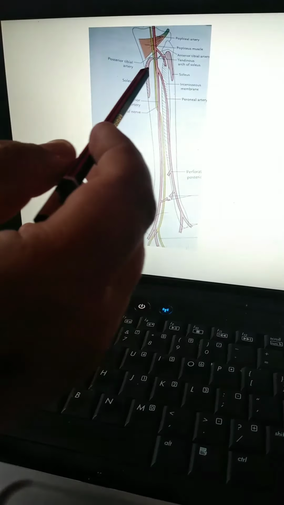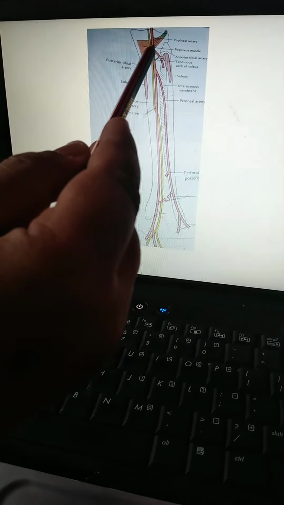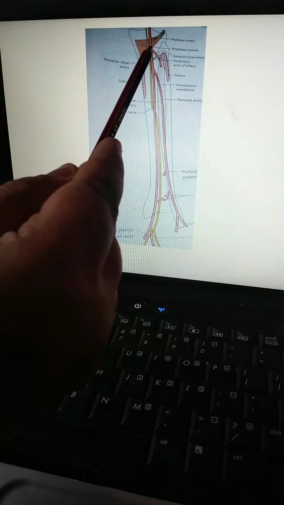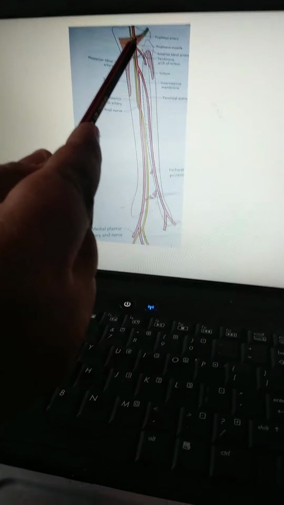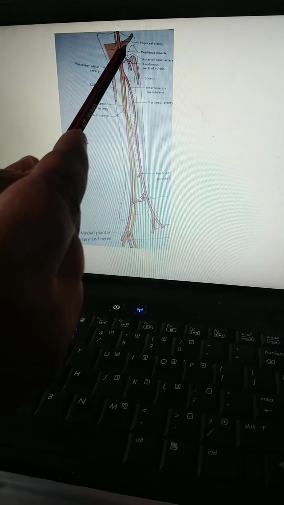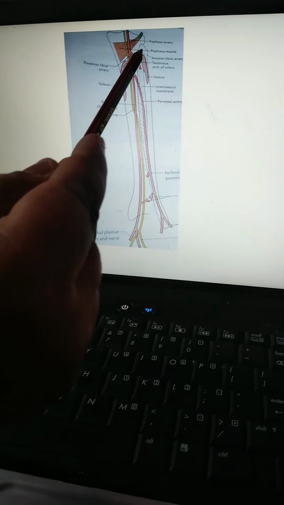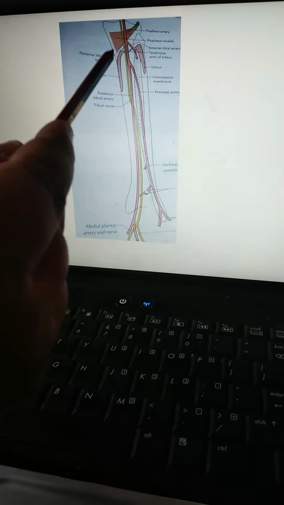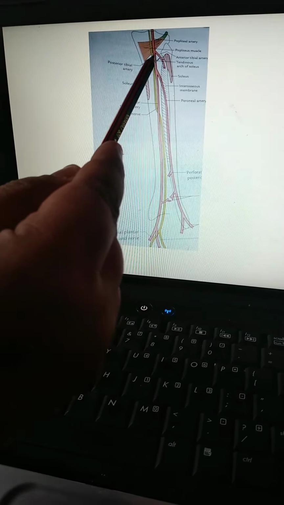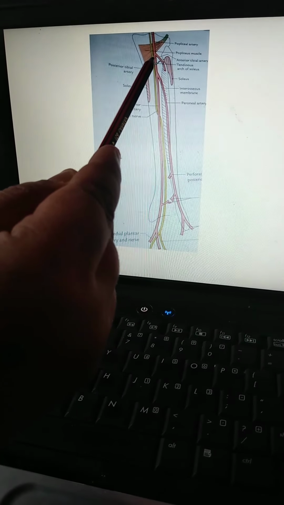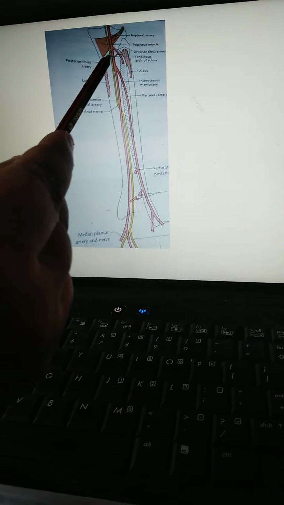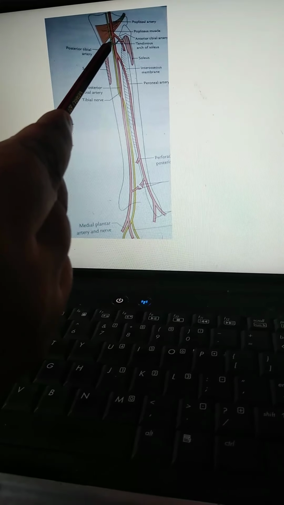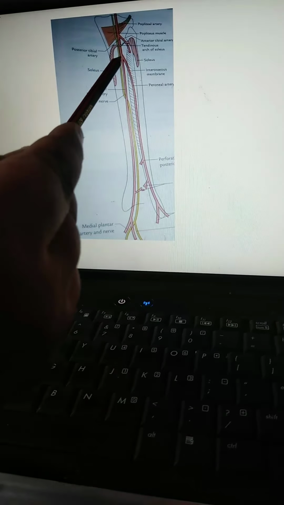Now, posterior tibial artery, it is the larger of the two terminal branches of the popliteal artery. Its branches not only supply the posterior compartment but also the lateral compartment of the leg and sole of the foot. It begins at the lower border of the popliteus between the tibia and fibula deep to the gastrocnemius and enters the back of leg by passing deep to the tendinous arch of the soleus.